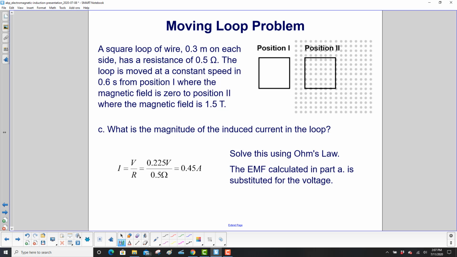Now we want the magnitude of the induced current. Well, we have the voltage and we have the resistance. And again, EMF, voltage, same thing in this condition. So we have 0.225 volts over half an ohm, and we get 0.45 amps.